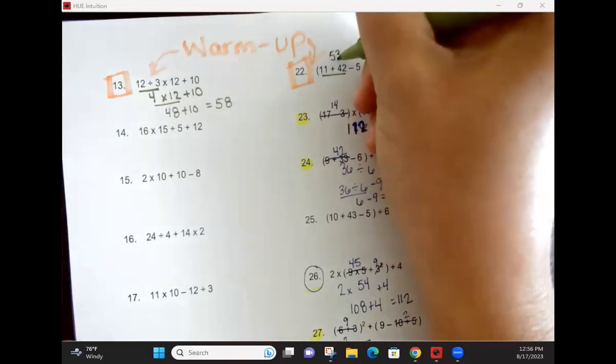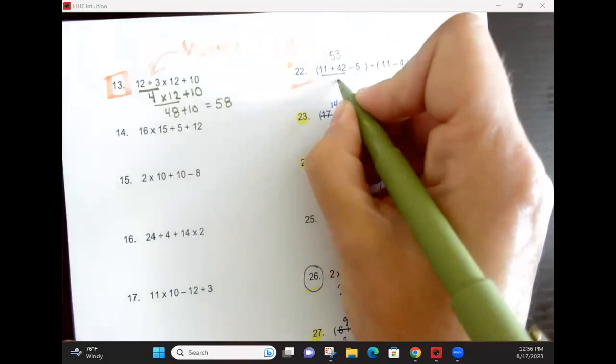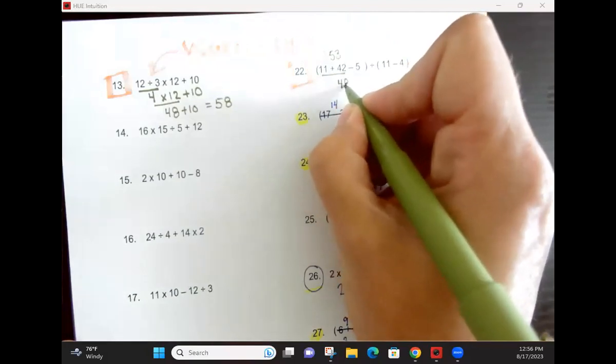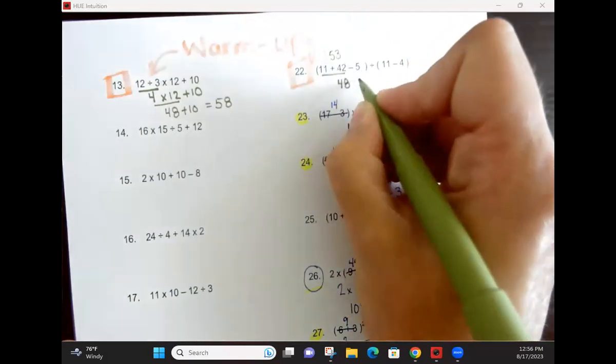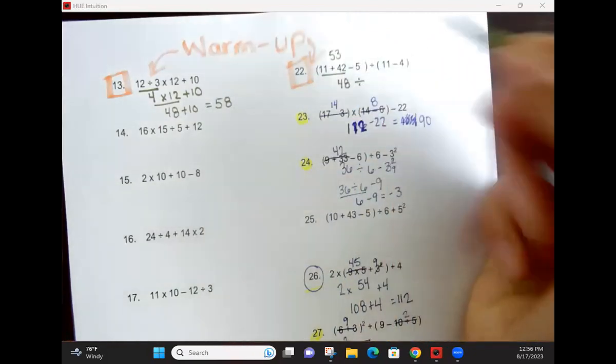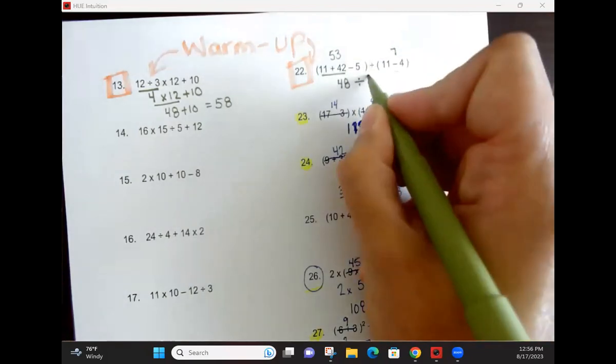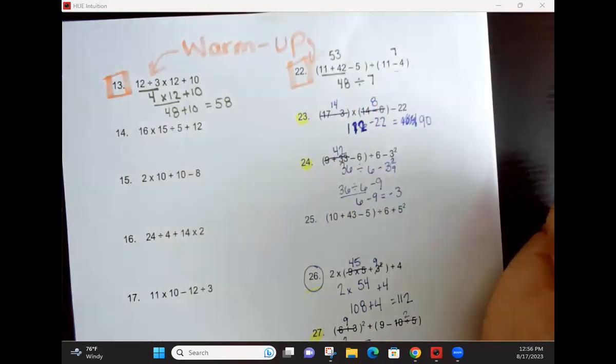53. 53 minus 5, 48. So I've got 48 divided by, we've got to work in our other set of parentheses here. Just one thing to do. 11 minus 4 is 7. So 48 divided by 7.